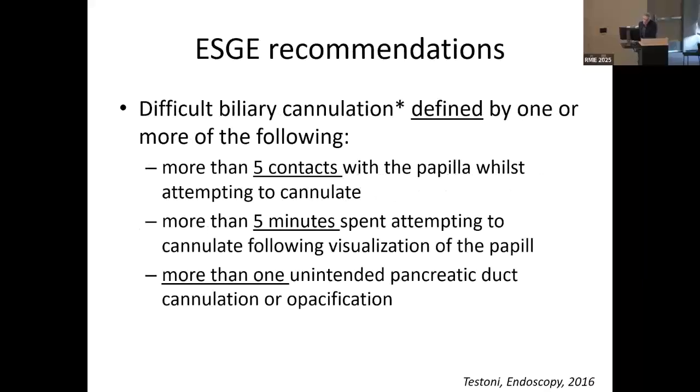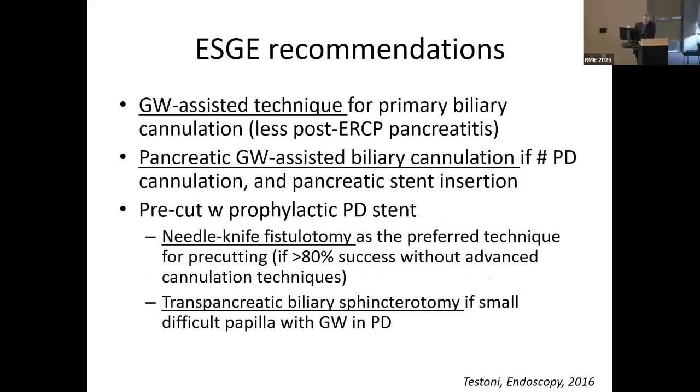And before I finish, I just want to go through the societal recommendations. There are not a huge number, but ESGE had some in 2016. They define difficult biliary cannulation, and this is arguable, as more than 5 contacts with the papilla, more than 5 minutes once you were positioned in front of the papilla, and more than 1 unintended pancreatic cannulation or opacification, which is a rough definition, but a possible one. And I know a number of centers that train trainees actually use these definitions to then proceed and hand the scope over to the staff.